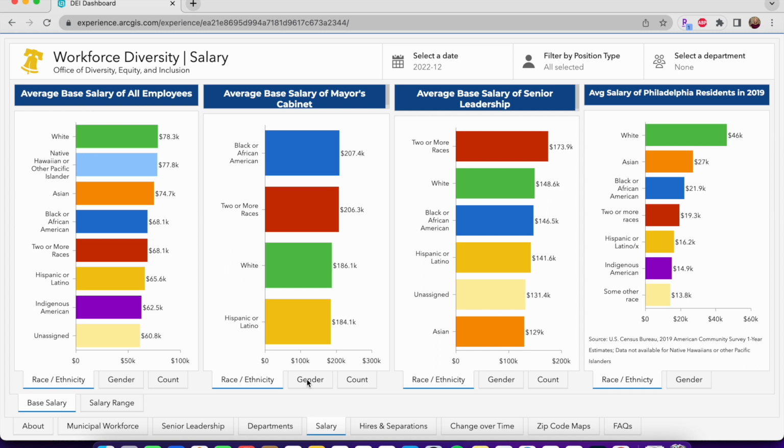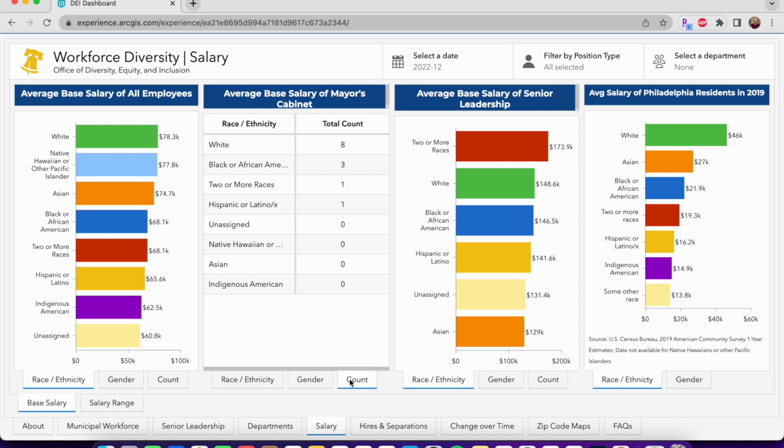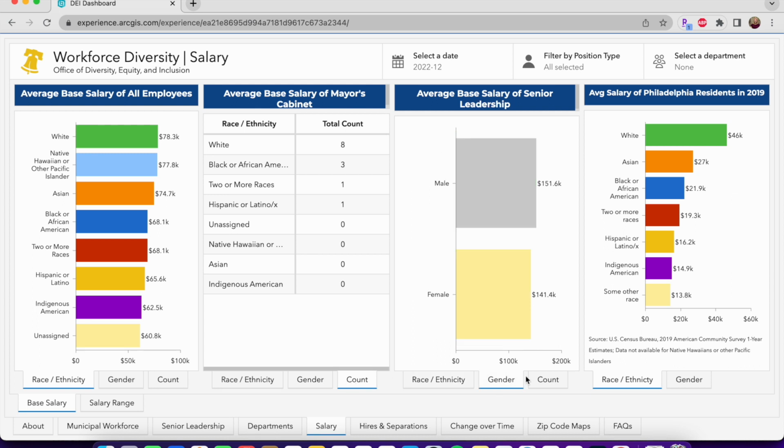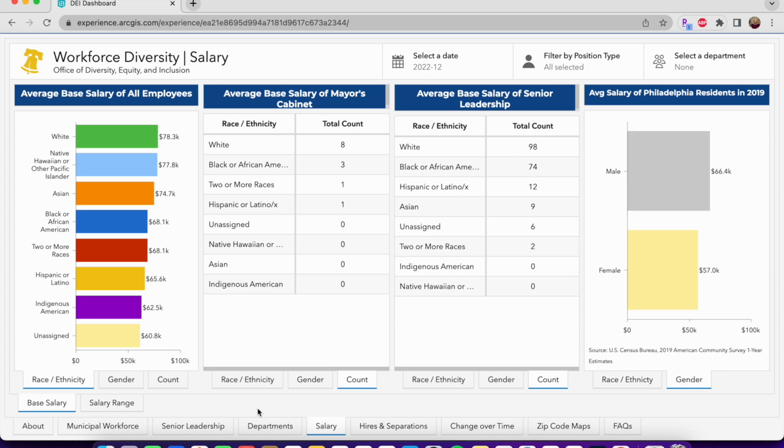The breakdown is similar for the mayor's cabinet, where we can see the breakdown of base salary by gender, and then a count of those within the mayor's cabinet, and then same for senior leadership. And then we can also see the breakdown of Philadelphia residents. This is by race, the average base salary, and then by gender.